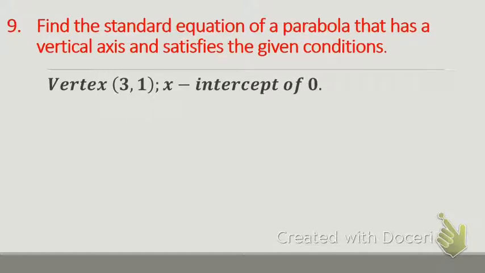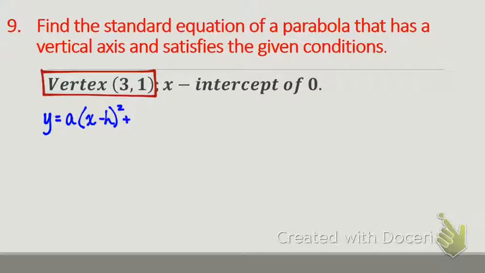I've got my vertex. So we're going to substitute into standard form, or into vertex form. So what does it look like when I just substitute in that vertex? Y equals a parentheses x minus 3 squared plus 1. Yes. So I've got my h and my k right here.